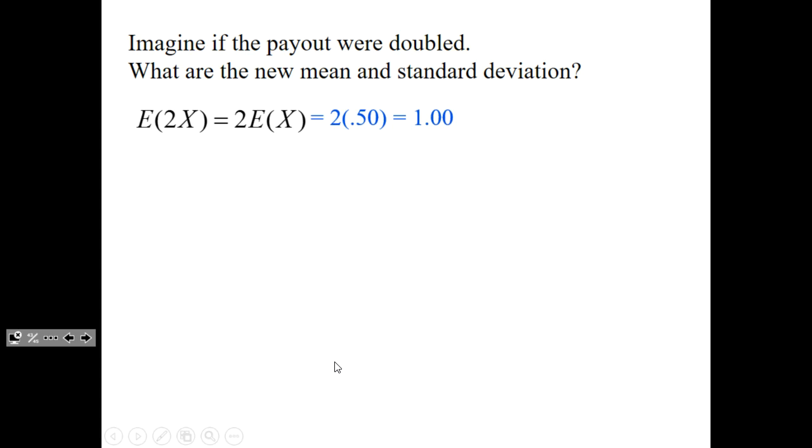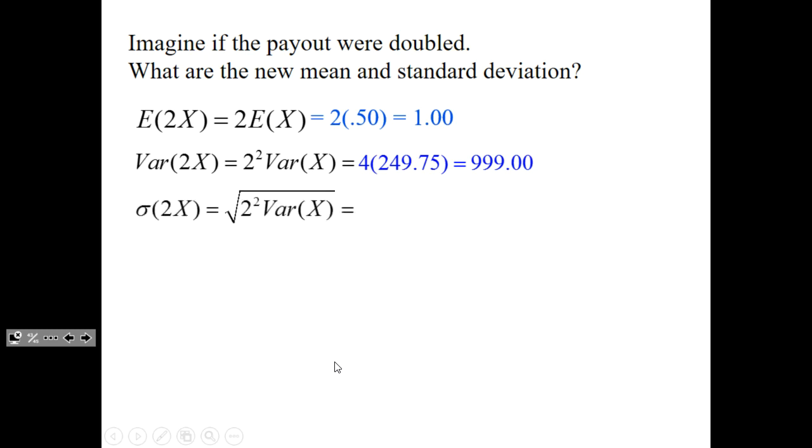Let's talk about variation though. That 2 doesn't stay a 2, it comes out and gets squared. So our variation is now 4 times 249. Our variation is now even bigger. Prizes have doubled, but you still only pay $1 to play, hopefully. And for our standard deviation, we take the square root of that whole thing, and our standard deviation is now $13.61. So our standard deviation also increased by doubling prizes.